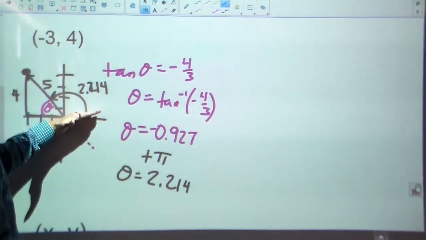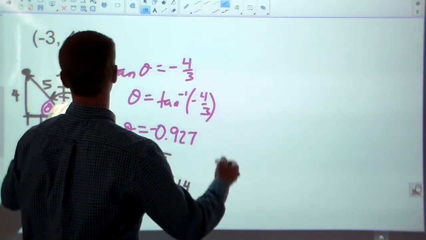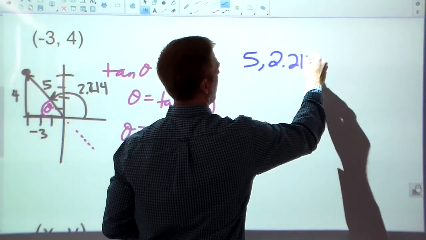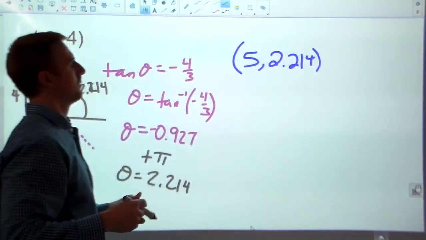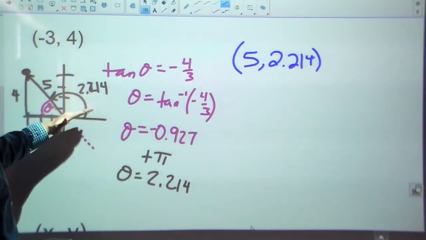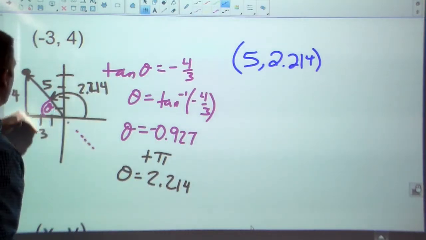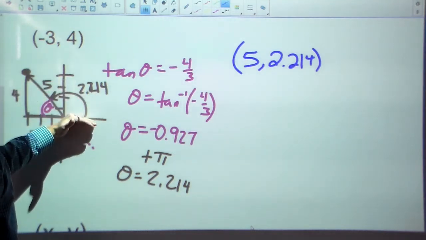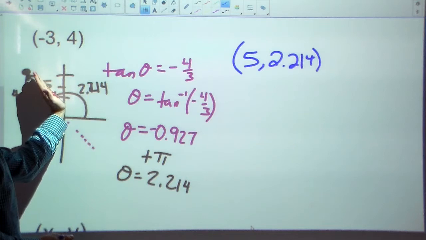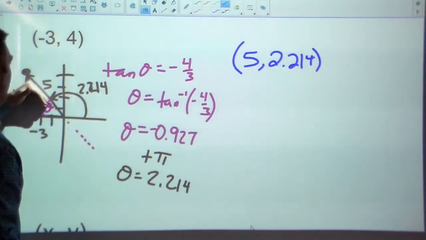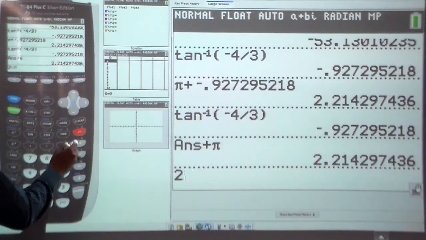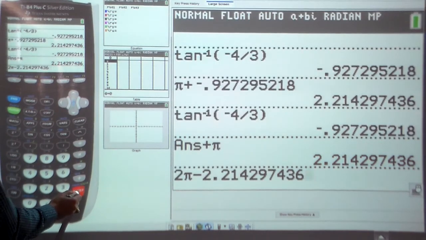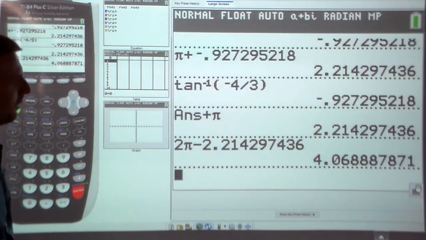So let's get the obvious coordinate here. That's going to be radius of 5, 2.214 for your angle. All right, the next thing to look for, what if we go the opposite direction? Well, if it's 2 pi radians all the way around, this is 2.214. Subtract from 2 pi, and that will tell you the other one. So I'm going to do 2 pi minus that result. And that's going to give me 4.069.